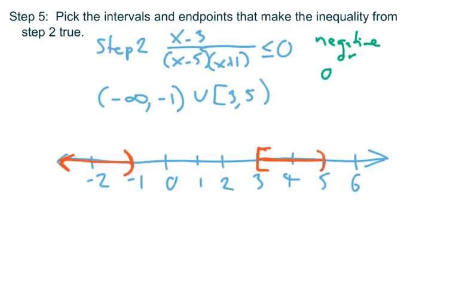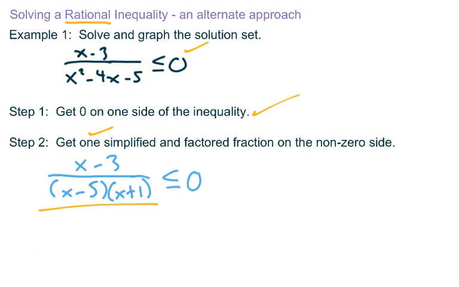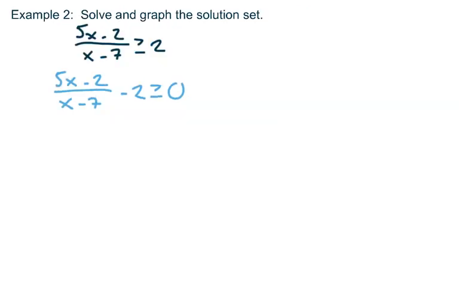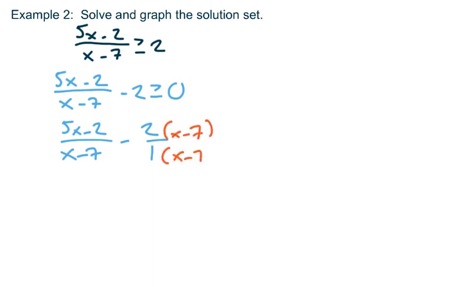Now let's look all the way back and see what step 2 said. Step 2 said I'm supposed to get one simplified and factored fraction on the non-zero side. That's going to be a little bit more work this time. I have two expressions. I need to create one fraction out of that. Well, the 2 is not even a fraction at all. However, you could write it as a fraction by just saying 2 over 1. But that's still 2 fractions. You could find a common denominator. The common denominator would just be x minus 7 if you took this fraction and multiplied numerator and denominator by x minus 7.